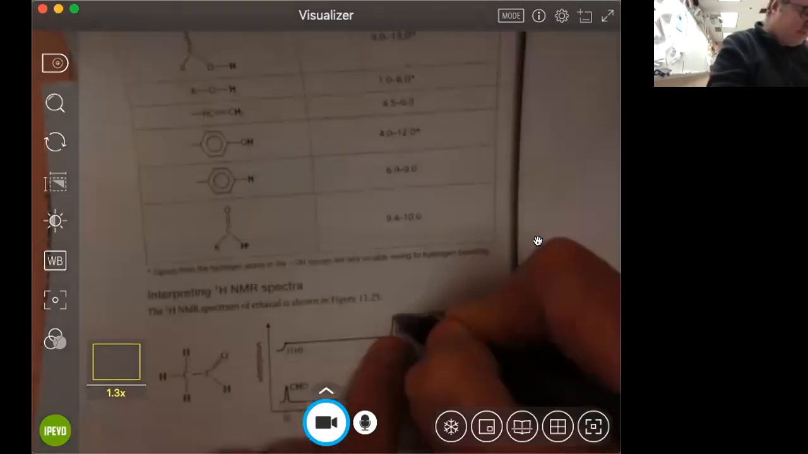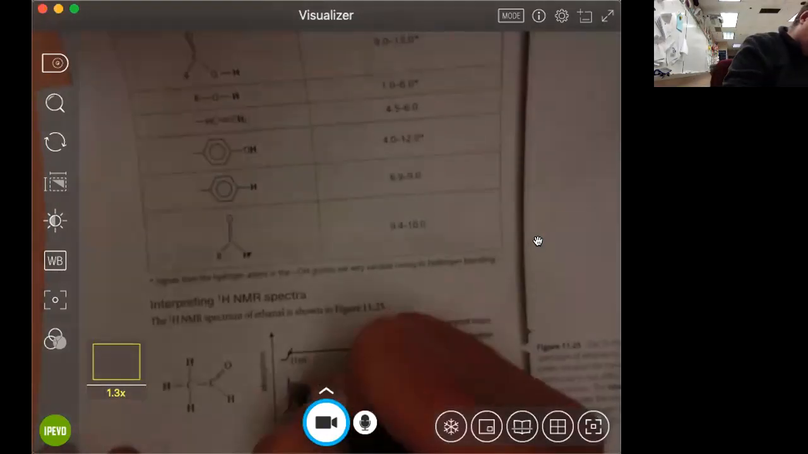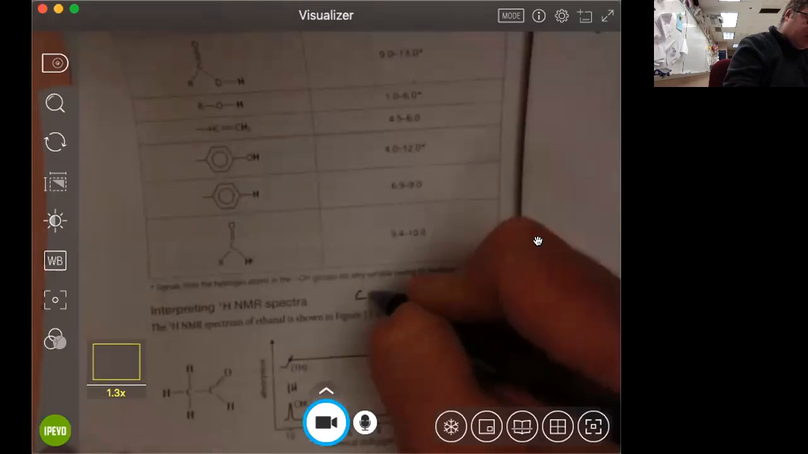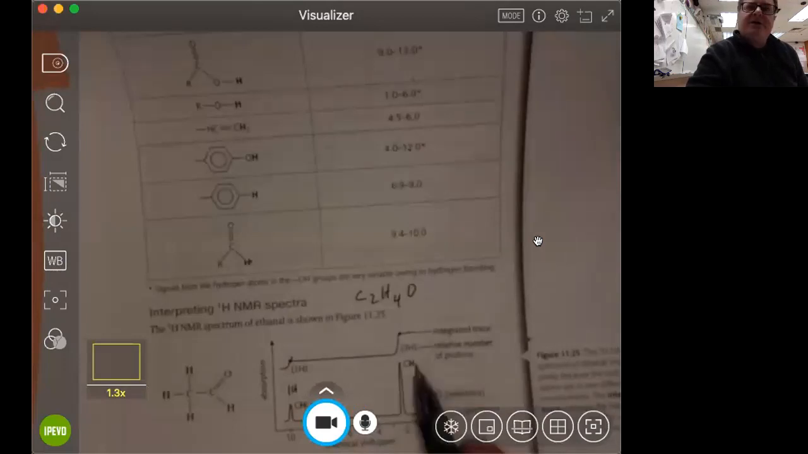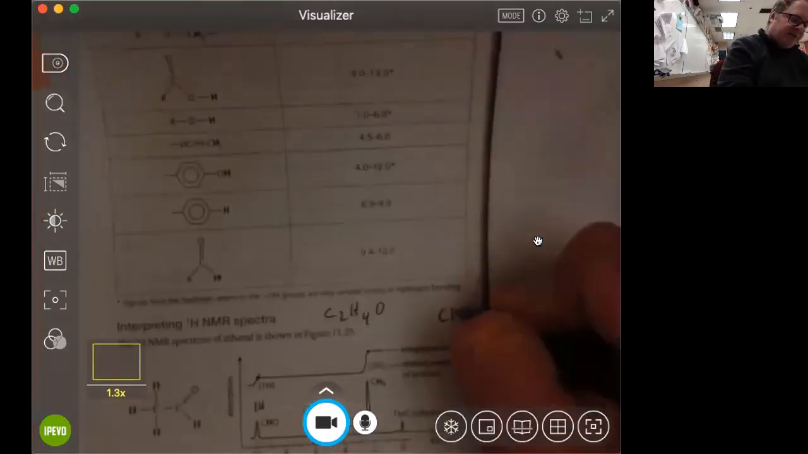So that distance there and that distance there, if we take that distance and divide it by that distance, we should see that that's probably a 1 to 3 ratio. So the technique that people do is they'll sit there and write 3H and 1H above it. They've actually got it there. So imagine we had C2H4O. Since it's a 1 to 3 ratio, we can imagine that we're going to have at least one CH3.